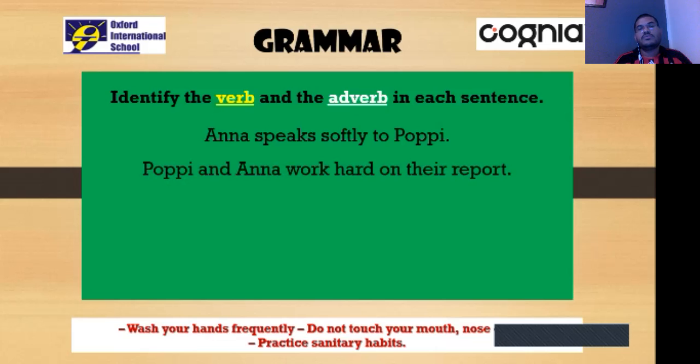What Poppy and Anna do? They work. How they work is going to be the adverb. They worked hard. We got Anna arrived home safely after school. What Anna does? She arrived. How she arrived? She arrived safely.